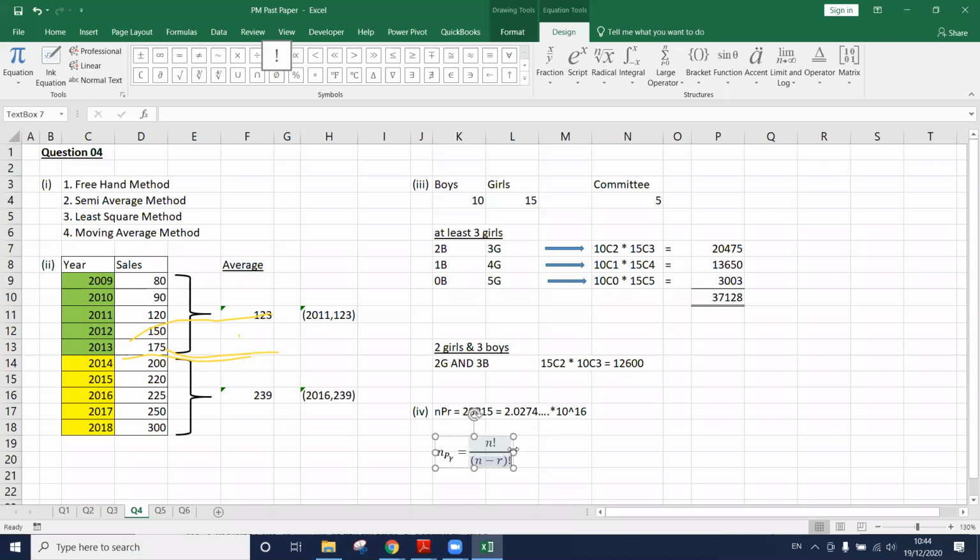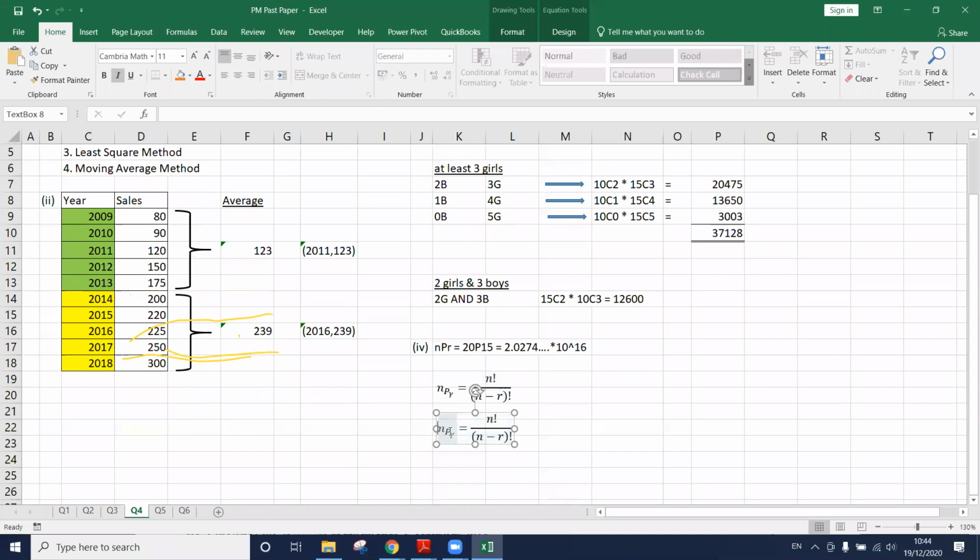If we put these numbers into this formula, how does it work? 20P15, the value of n is 20. Right, here 20 minus 15 factorial. So this is what is expected from you, right? The permutation and combination, they expect you to know how to calculate these.